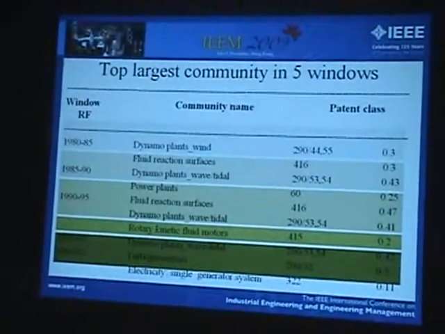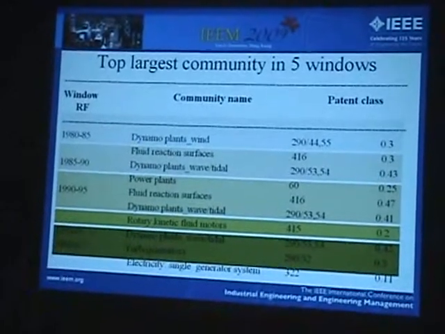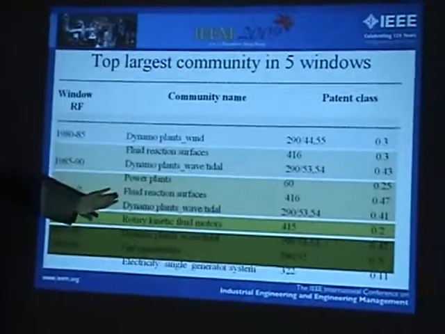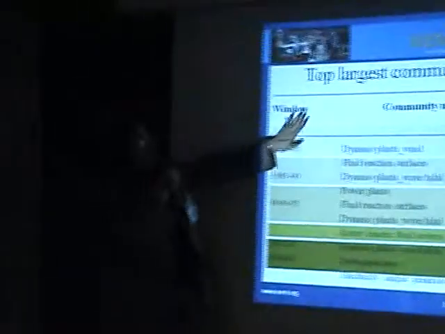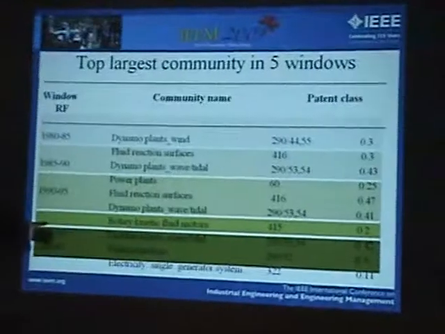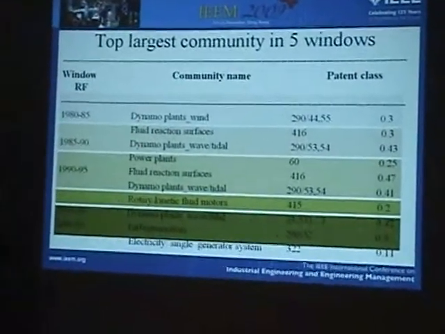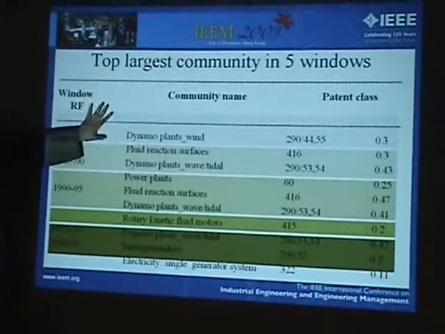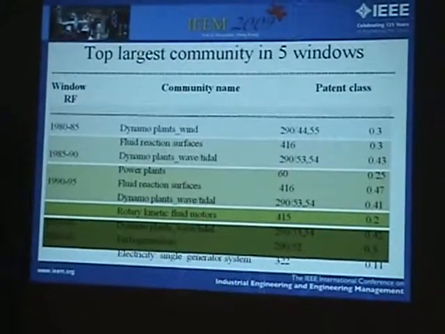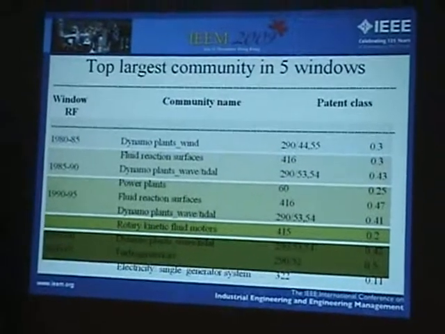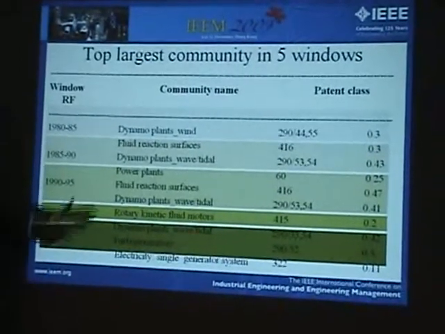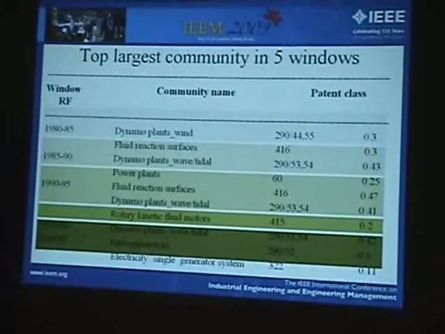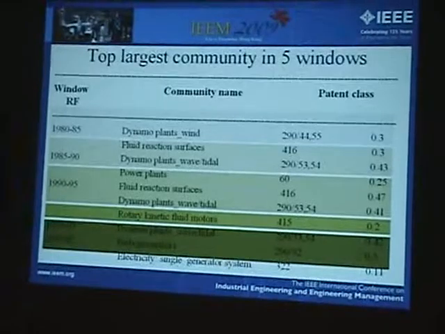If we go to the top largest community for all the 5 windows, we see these are the community names for those communities which have been the top largest in all the 5 windows. Those are the patent classes. Now here, if you check, you'll see that this top largest community is mainly dominated by dynamo plants, motors, etc. Sometimes wind, sometimes wave and tidal, turbo generators, and so on.